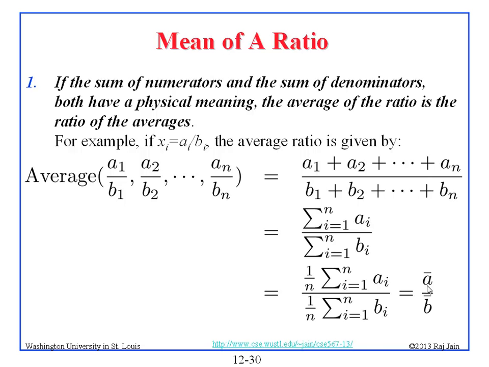So there are many cases. If the sum of the numerators and the sum of the denominators both have a physical meaning, the average is the ratio of the averages. Now here is the thing: is anybody interested in the total sum of A's and total sum of B's? If they have some physical meaning, then you can just sum them up and take the ratio, which is equal to saying that we take the ratio of the means.